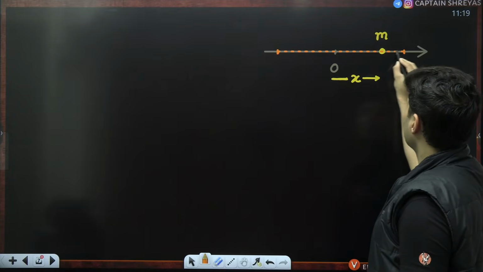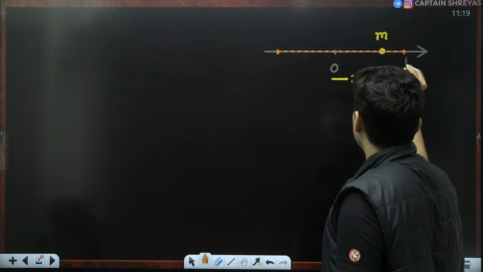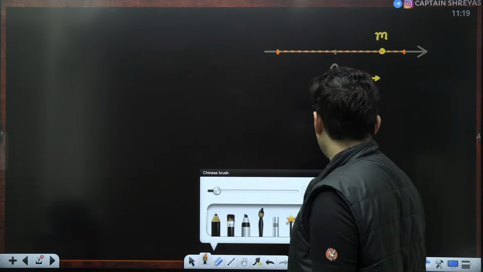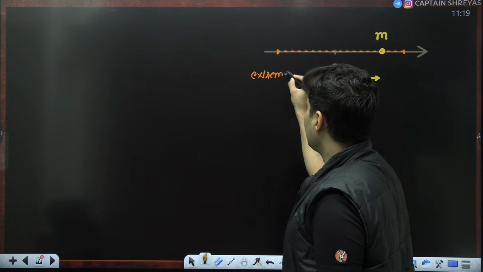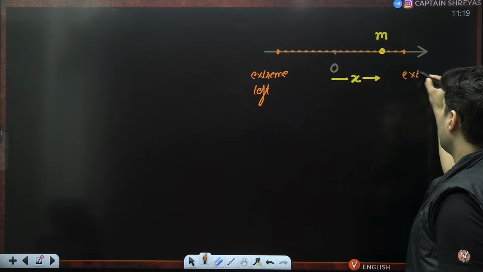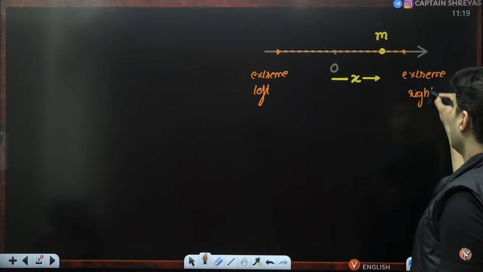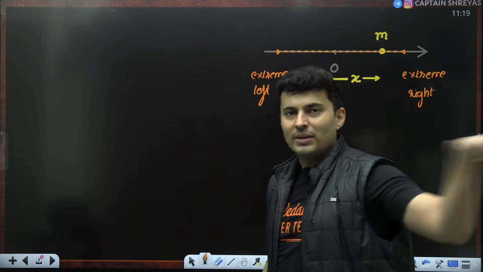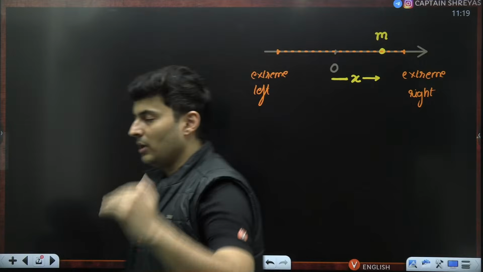So this mass goes here, crosses this, reaches here, and again comes back. So these are the two extreme positions. They are actually called extremes. This is the extreme left position, and this one, of course, is the extreme position towards the right side. You can also say extreme up, extreme down if it is going up and down. If it is going left and right, you can say extreme left, extreme right.